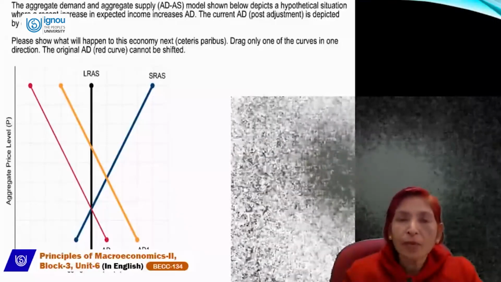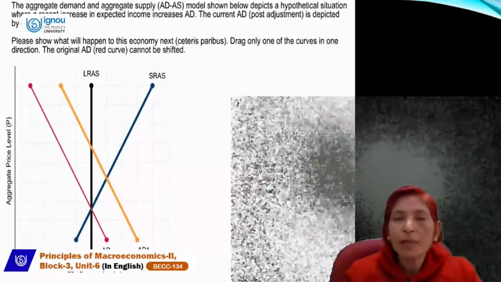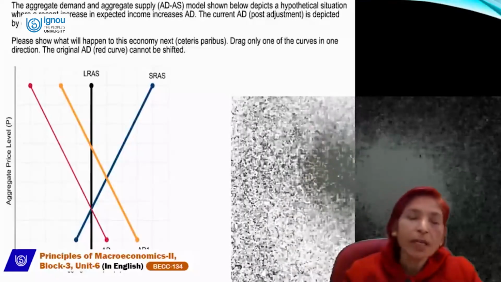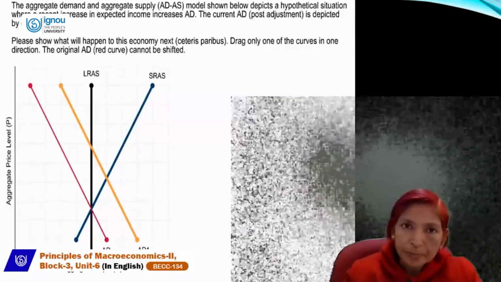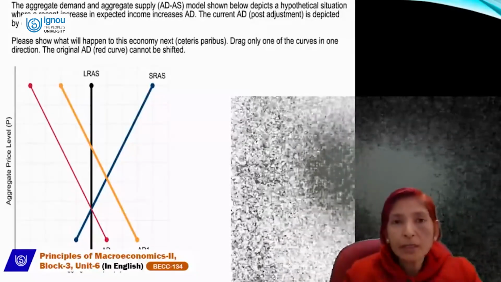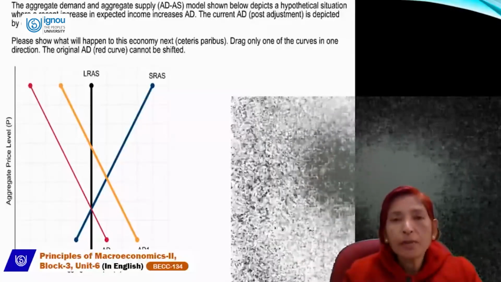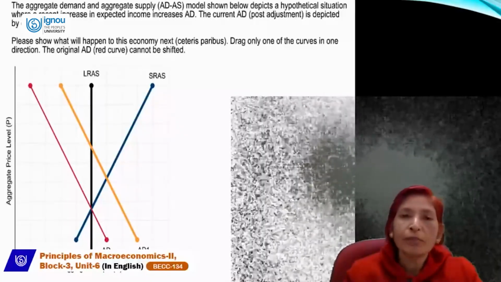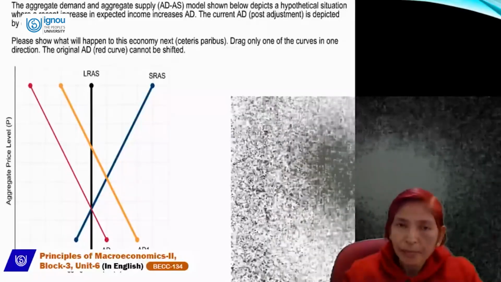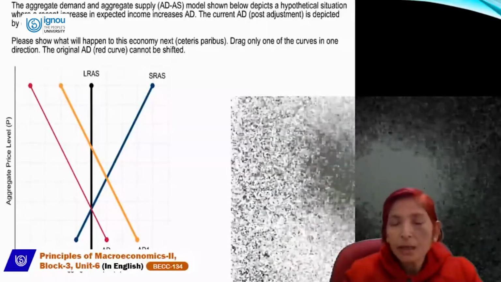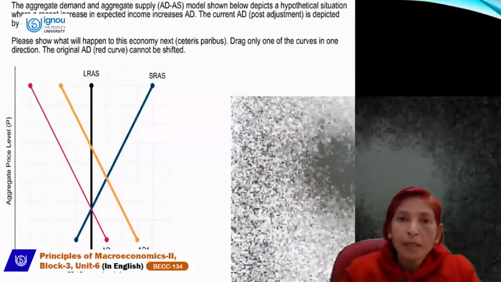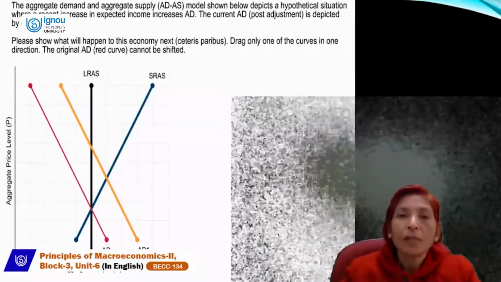And we know that one person's expenditure is another person's income. If government spends more money, then public income will be generated. When public income is generated, their purchasing power will rise, their demand will rise, and the demand curve will shift to the right hand side.